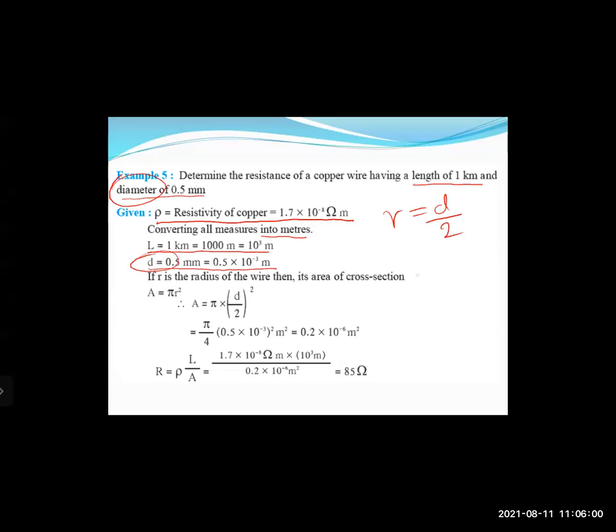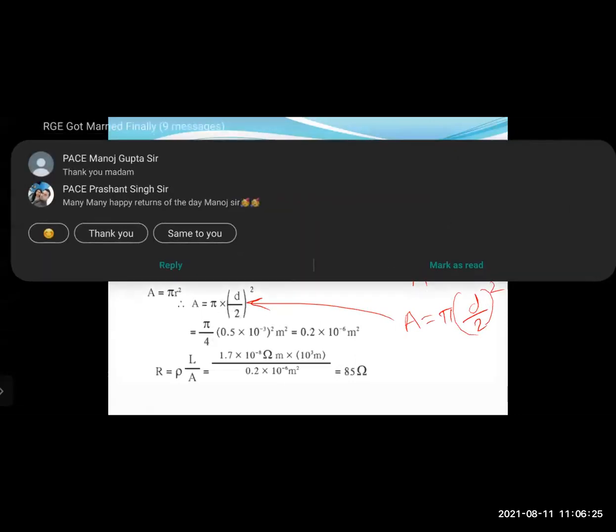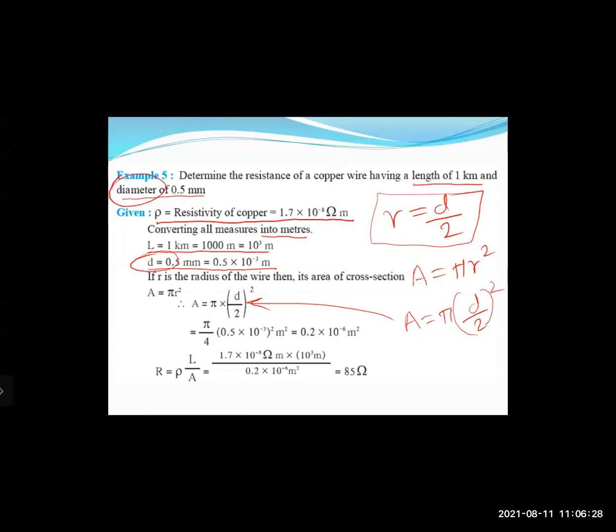Look at the formula: area equals pi R square. If you substitute R by D by 2, we get area equals pi into D by 2 the whole square. So this formula we have put here. Because radius is diameter by 2. Then we can substitute the values: pi by 4, since 2 square is 4, and then diameter square, where the diameter is 0.5 into 10 raised to minus 3, the whole square. On solving, you will get 0.2 into 10 raised to minus 6 meter square.